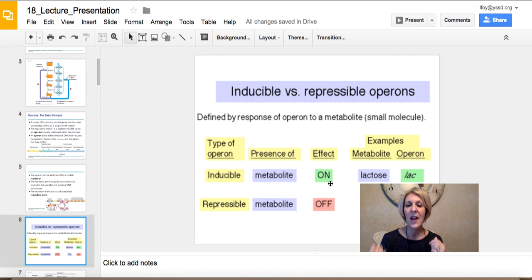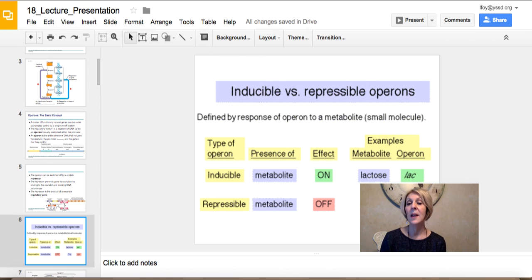And so the effect of an inducible operon is that it can be induced or turned on. The lac operon is a great example of that. A repressible operon is an operon that is always turned on and can be turned off. An example of that is the trp operon. So let me just give you a little bit of an example here. Let's start with trp first.